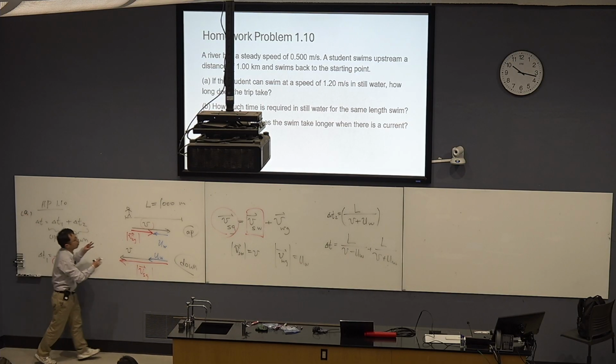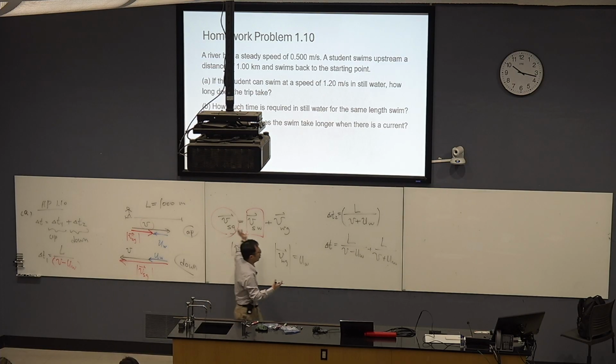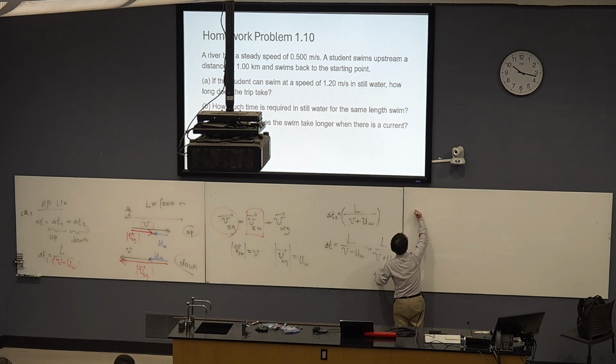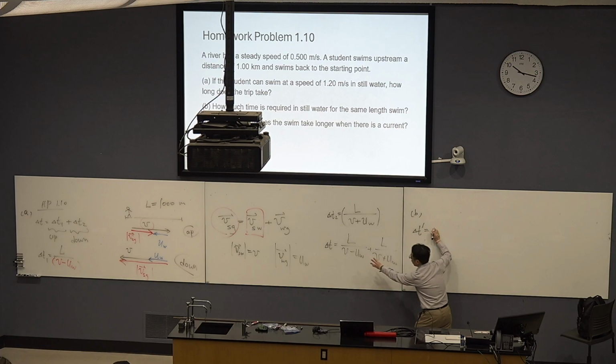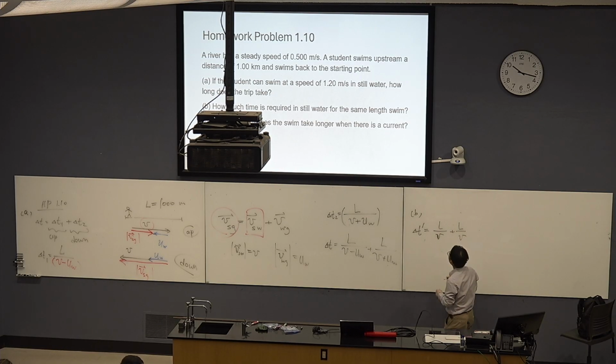But part B of the question, when the water is still, it's simple. Right? Part B of the question, when water is still, then delta T prime will just be equal to, when water is still, you don't have this term. You don't have the second term here. So then that will just be equal to L divided by V plus L divided by V. Right? And part C of the question, you can just answer it. Okay? Answer it conceptually and write in words.